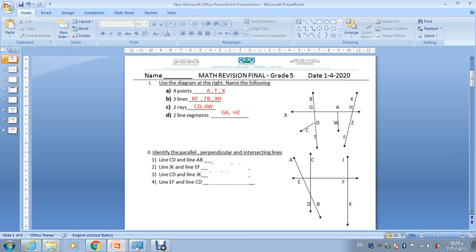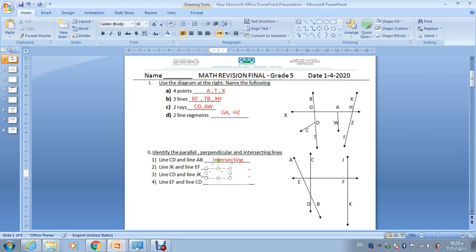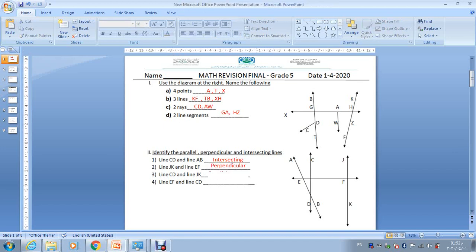Now it asks you to identify the parallel, perpendicular, and intersecting lines. Line CD and AB. Remember when I told you it looks like an X, like the letter X? Those we call intersecting lines. Line GK and EF, completely making a right angle, so we call them perpendicular to each other.